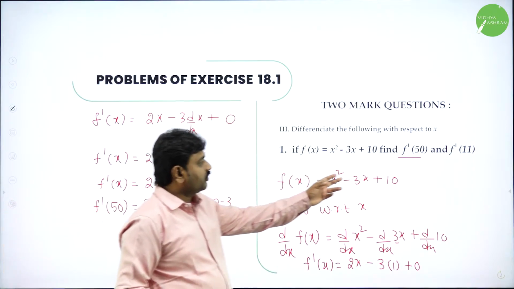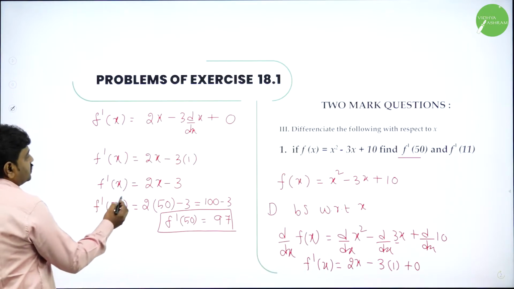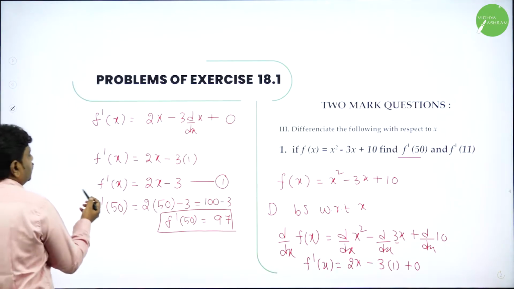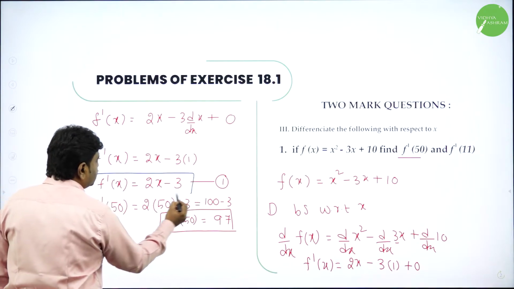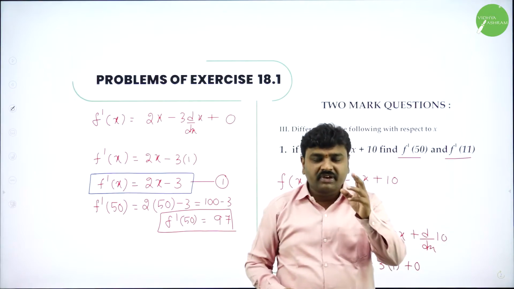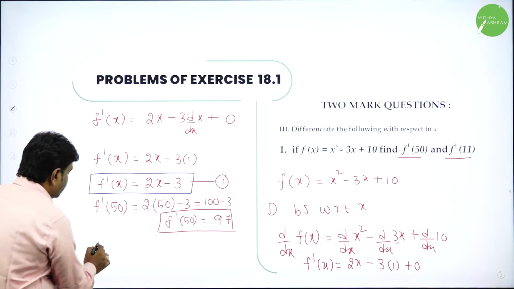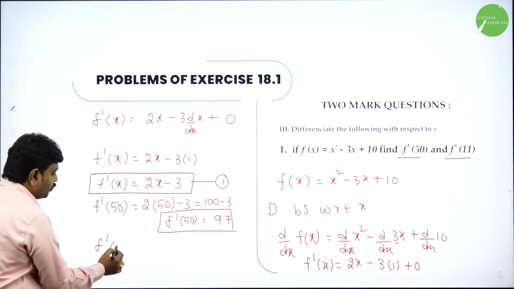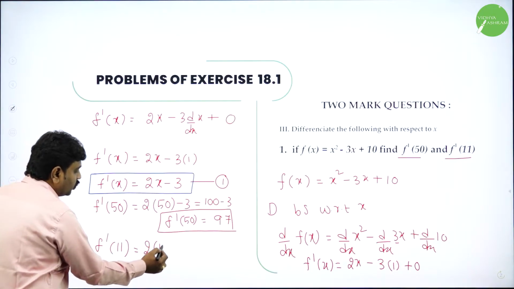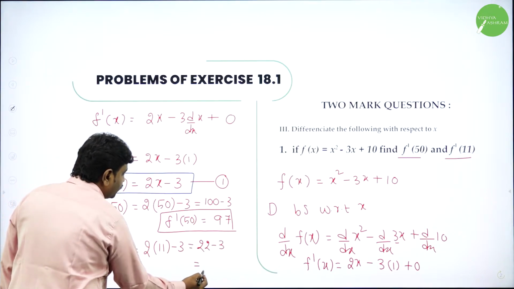Then second part, they want you to find f dash 11. They also want you to find f dash 11. So first, that's why f dash x, you call it as equation 1. Whatever we got f dash x, call it as equation 1. So further we need f dash 11. F dash 11 means in the place of x put 11. So here we have f dash x. In the place of x, if I put 11 in LHS, in RHS also 2 into, in the place of x put 11, 2 into 11 minus 3, 2 elevens are 22, 22 minus 3, that gives you 19.